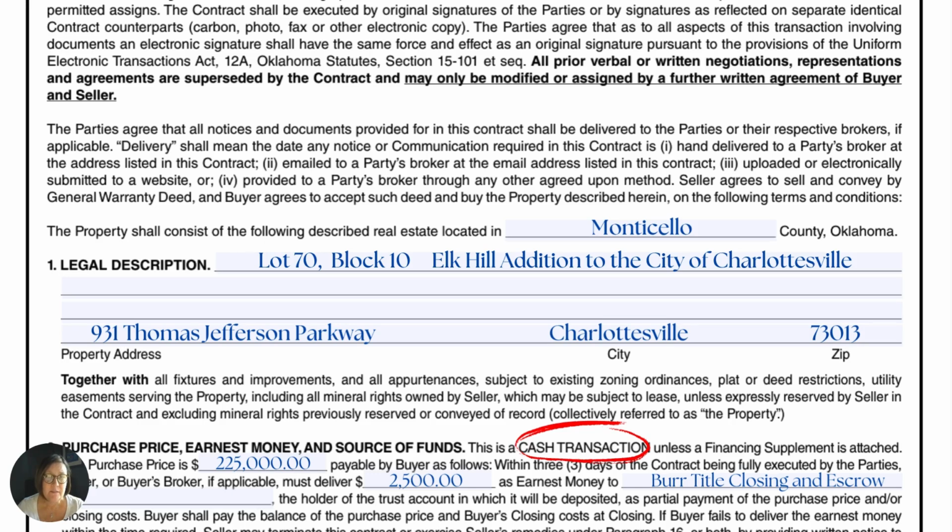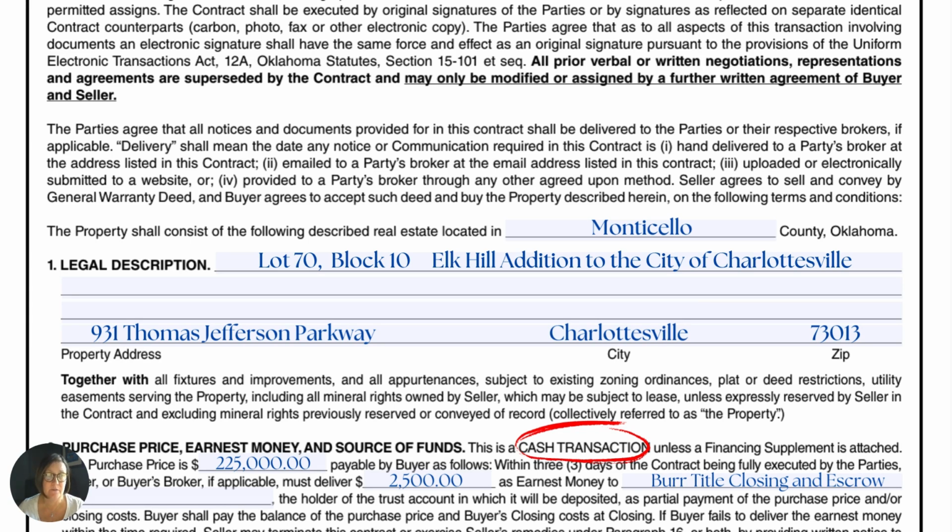And then the purchase price and source of funds, this is again where it says that it's a cash transaction unless there's a financing supplement attached. And then you put in the purchase price payable to the seller by a delivery of earnest money to the title company, and then loans that are going to be covered through the addendums attached. Typically, we see 1% earnest money, but that's negotiable. That is not anything that's set in stone. So for a $225,000 purchase, $2,500 would be totally fine. $2,000 would be totally fine. They could do $1,000 if that's what they wanted to do.